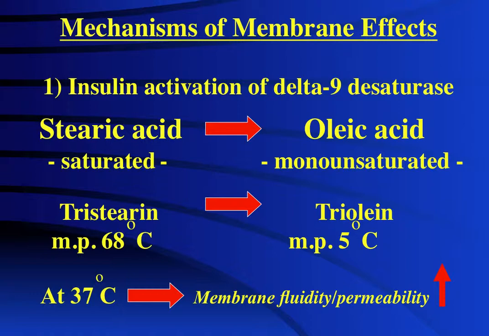The melting point of the triglyceride of stearic acid is 68 degrees centigrade. The melting point of the olein is 5 degrees centigrade. At 37 degrees centigrade, with physiologic temperatures, membrane fluidity and permeability will go up. Membrane fluidity is a function of the melting point, and membrane fluidity and permeability correspond to each other.